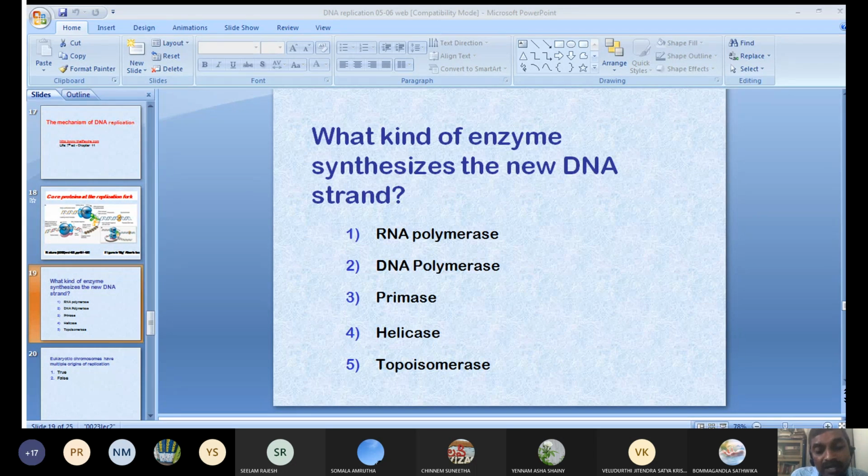Then topoisomerase is the enzyme which helps to resolve the knots generated due to the unwinding by the helicase enzyme. Those knots are released by cutting one of the strands, or sometimes both strands get cleaved. Then finally they are joined together. As and when the topoisomerase cleaves, the DNA ligase enzyme will go and ligate it. Okay, so these are the enzymes we can see.